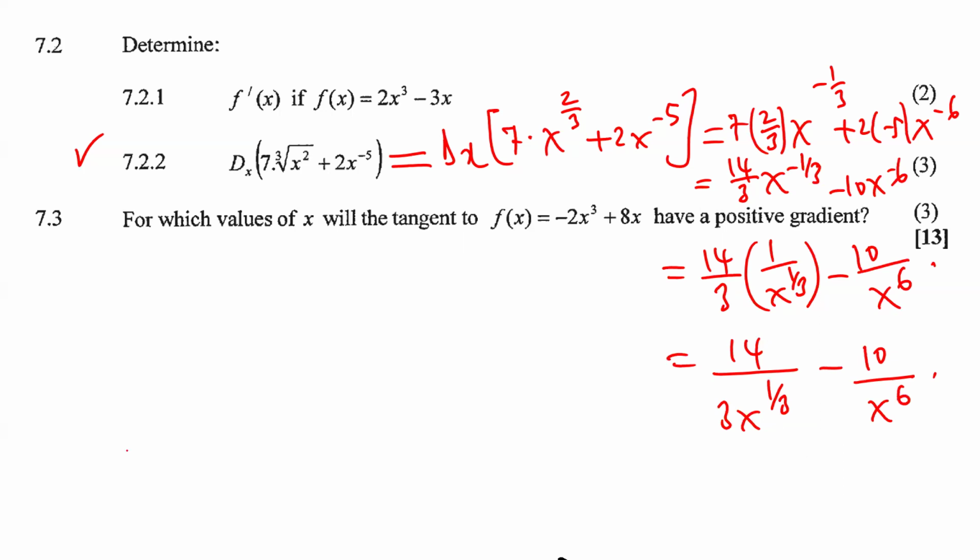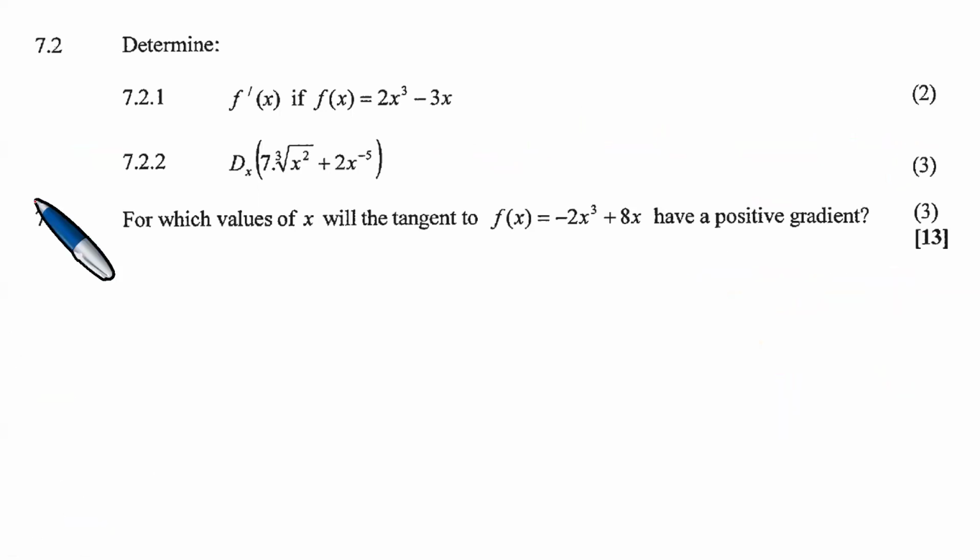Let's look at the next question. I want to see what we're going to do in 7.3. For which values of x will the tangent to this graph have a positive gradient? I know this one is pretty straightforward. It's 3 marks, just 3 minutes or less.